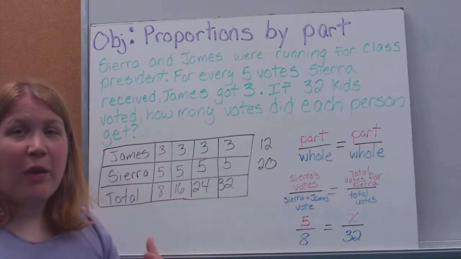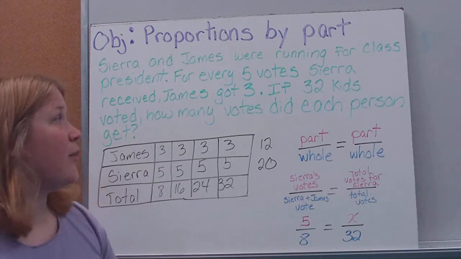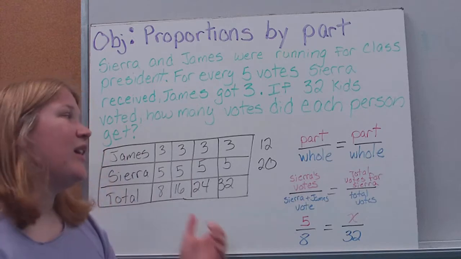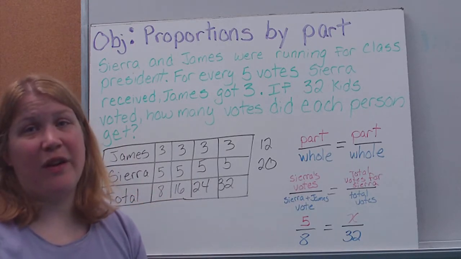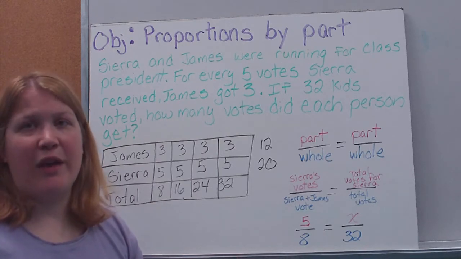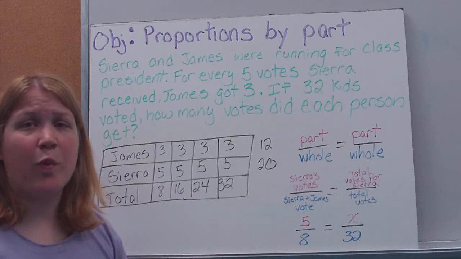All right, that worked for this one. The chart wasn't too big. However, if we start dealing with giant numbers, if I told you that 1,032 kids voted, you're not going to want to make a chart and try to figure out how many times you have to do that to get up to 1,032. So to make it easier on ourselves, we're going to set it up as a proportion.